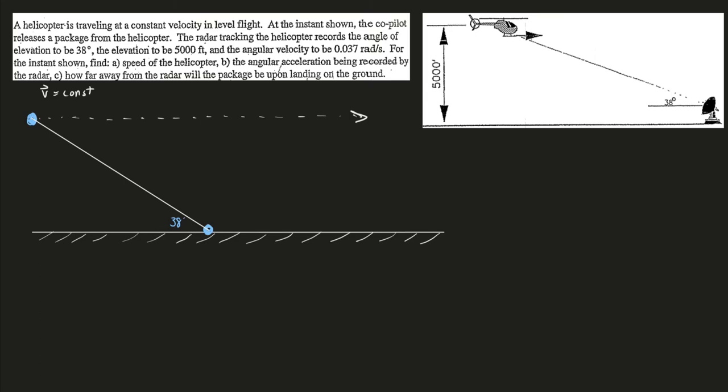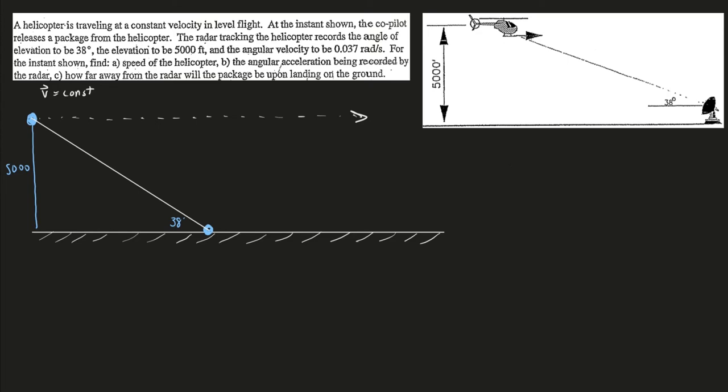The elevation to be 5,000. So we have 5,000. And the angular velocity to be 0.037 radians per second. If you didn't already know, just by looking at that satellite and seeing our problem, you should know now. This is going to be one of the polar problems. We're tracking an object in motion using r theta coordinates rather than x and y.